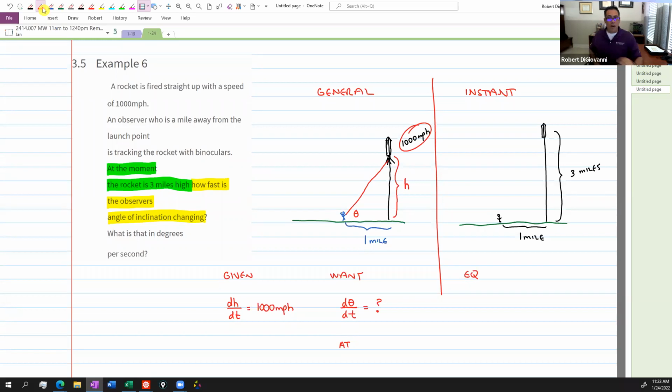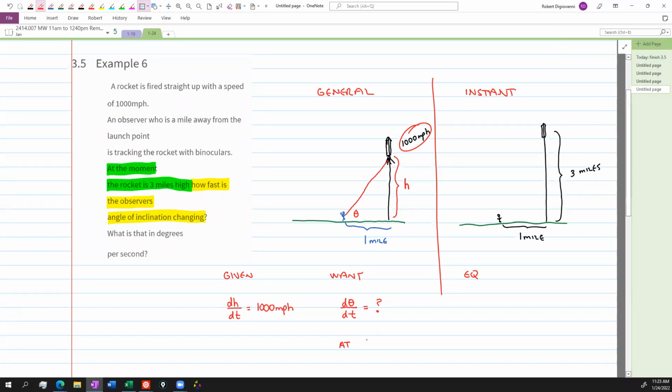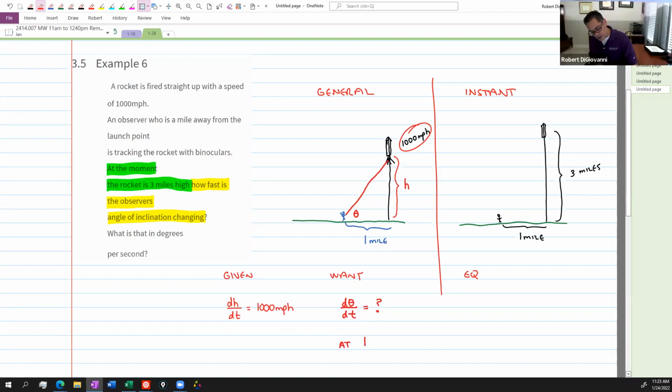In my picture, what is 3? The height, right? H. So I want to know how fast it's changing at a height of 3 miles. So I've got my general picture. Everything's moving here. Here's the snapshot in time. Here's what I'm given. Here's what I want.